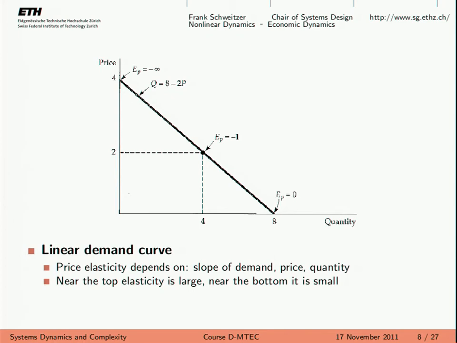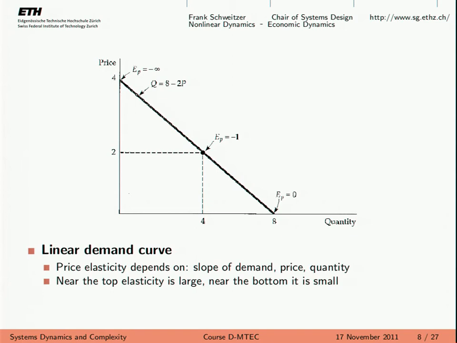Right, this is the equation. The elasticity of the demand is the percentage change of that thing divided by that thing. Or in other words, it's dq/dp times p over q. So you simply differentiate this with respect to the price, and it's minus 2, it's the slope, times p over q.